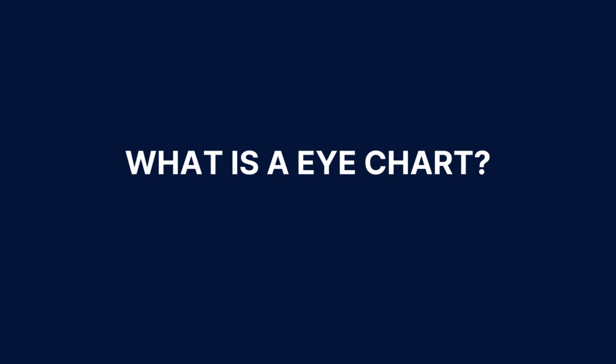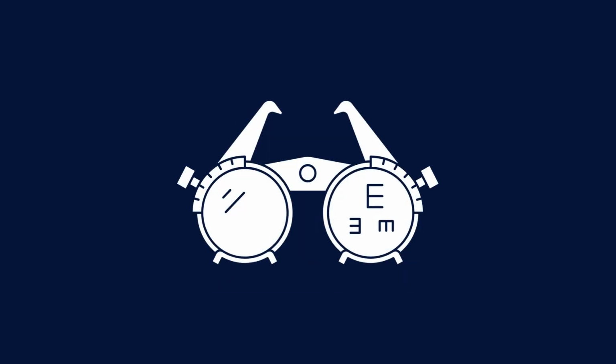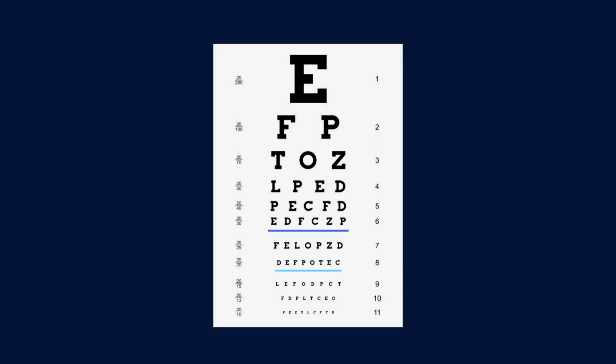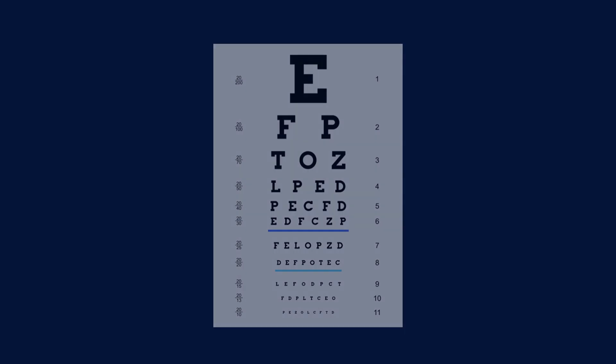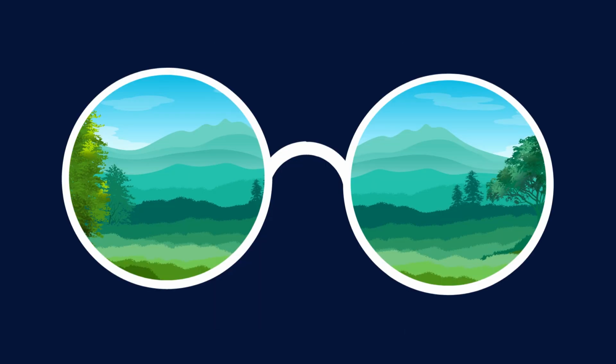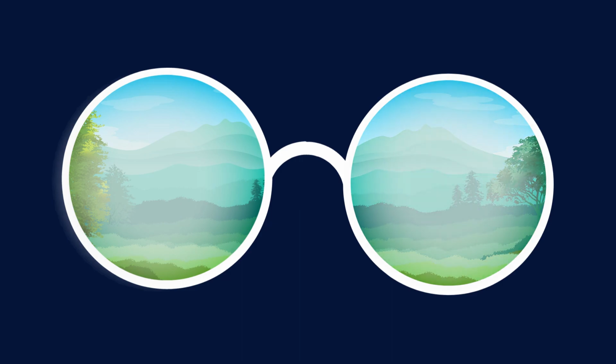What is an eye chart? Optometrists and other eye care professionals often use an eye chart to measure visual acuity. The most commonly used eye chart is the Snellen chart, which consists of rows of letters, numbers, or symbols that progressively decrease in size. These charts help assess a person's vision and detect potential problems, such as nearsightedness, farsightedness, or astigmatism, also known as blurry vision.